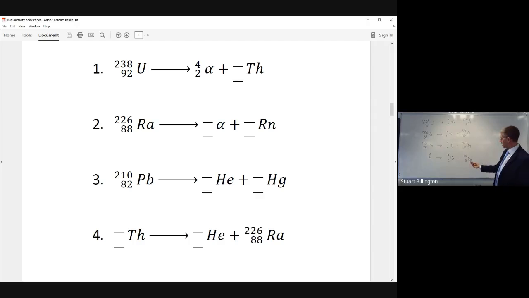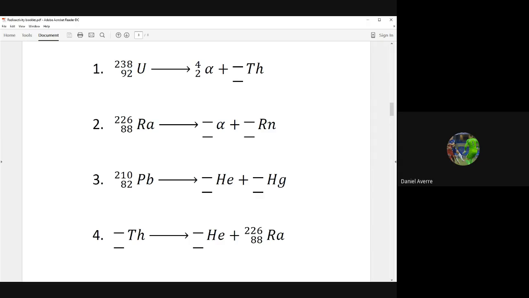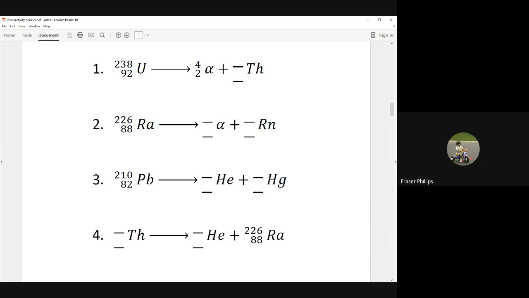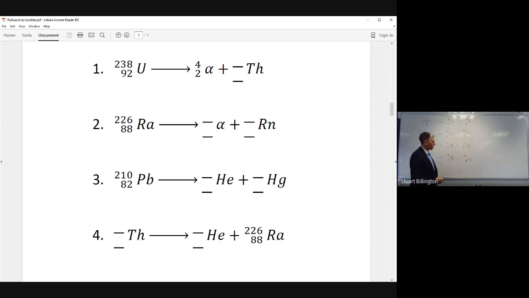Okay, this one's slightly trickier. You've been told what you made rather than what you started with, but I'm sure you can handle the maths. This is thorium. So tell me about the numbers for thorium. Is it 330 and 90? It is 90 and it is 30. Did you mean 330? 230. 230. Very good. Okay, so 226 plus 4 is 230. 88 plus 2 is 90.